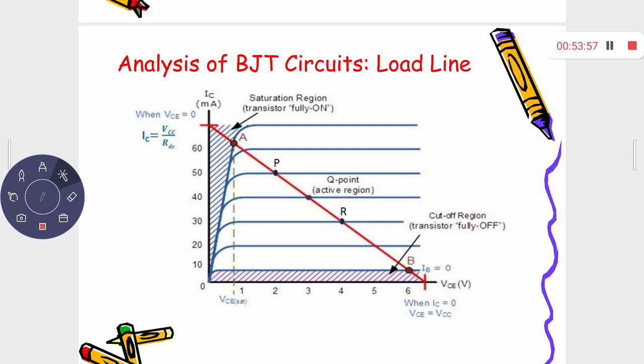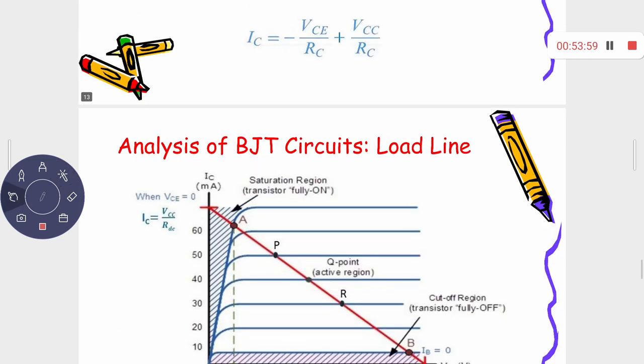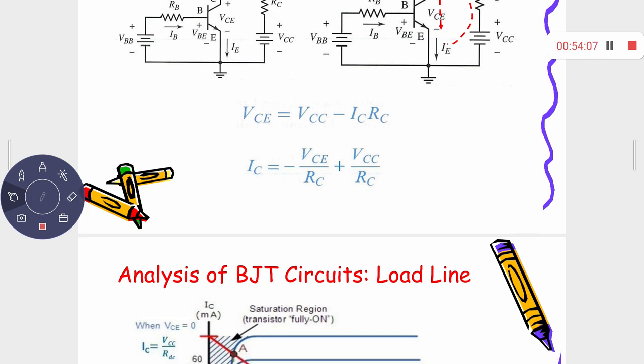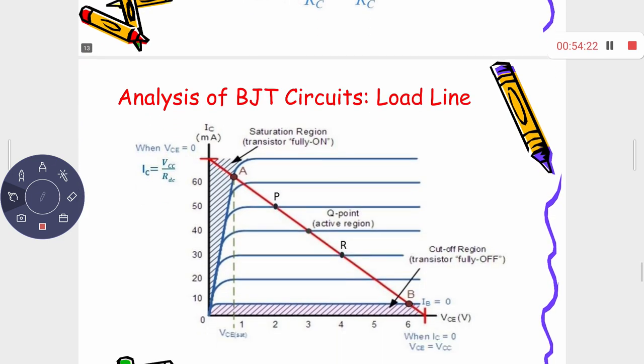Okay. Now, here we have got IC is equal to minus VCE by RC plus VCC by RC. For the output characteristics curve, you have two parameters to deal with. One is your VCE, second one is your IC, right? So whenever you place this transistor in this circuit, the relationship is IC is equal to minus VCE by RC plus VCC by RC. Okay, let me write it down over here. It is IC is equal to minus VCE by RC plus VCC by RC.